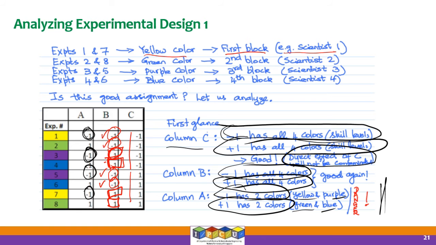So since the direct effect of A is confounded with the skill level of the scientist, this blocking arrangement is not good. This blocking or this assignment of four blocks will not be enough to minimize the effect of the confounding factor, which in this case happens to be the skill level of people.